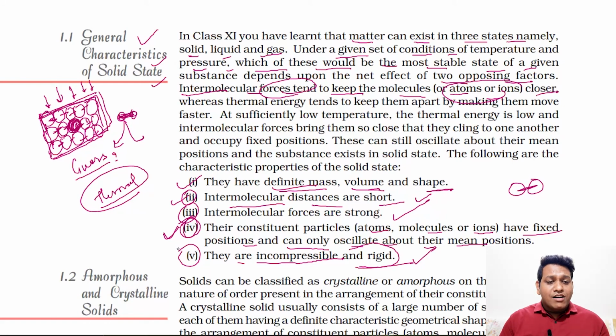So what did we discuss today about the solid state? What is the solid state? What are the general characteristics of the solid state? We discussed their mass, volume, shape, intermolecular forces, their strong forces, as well as their atoms, ions, molecules, everything. We discussed their compressibility and rigidity, everything.